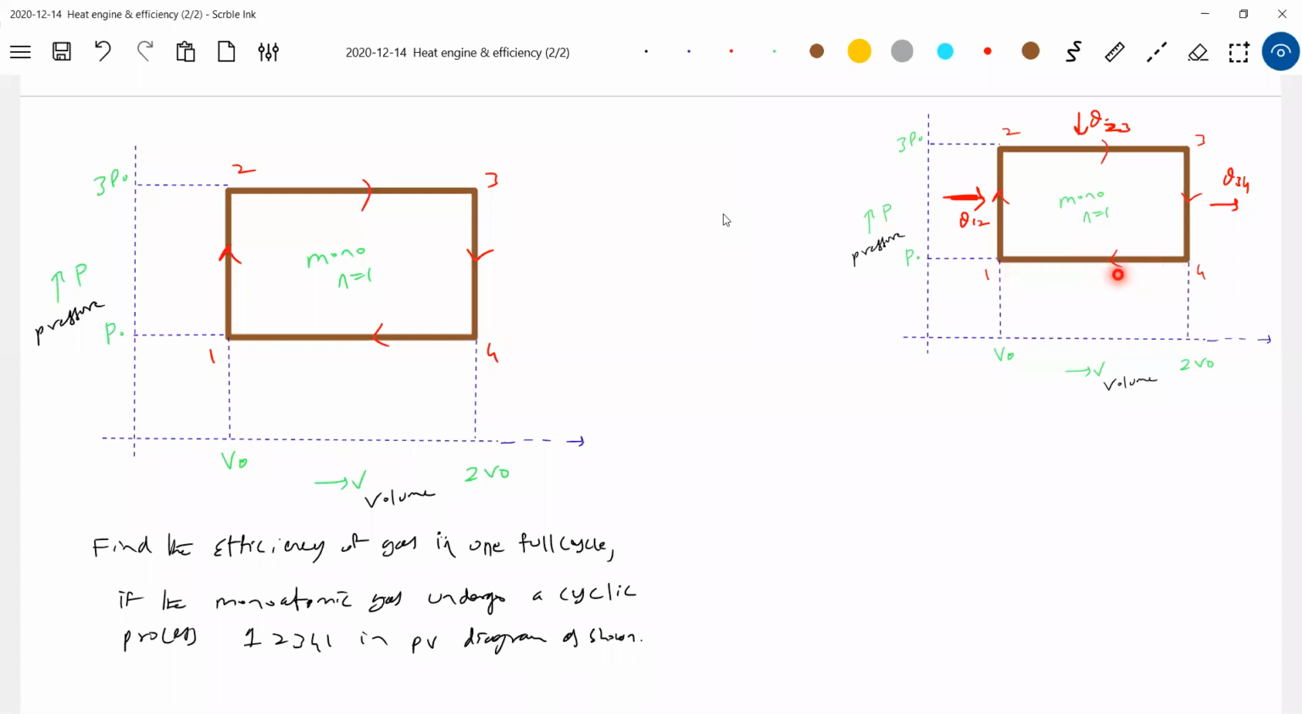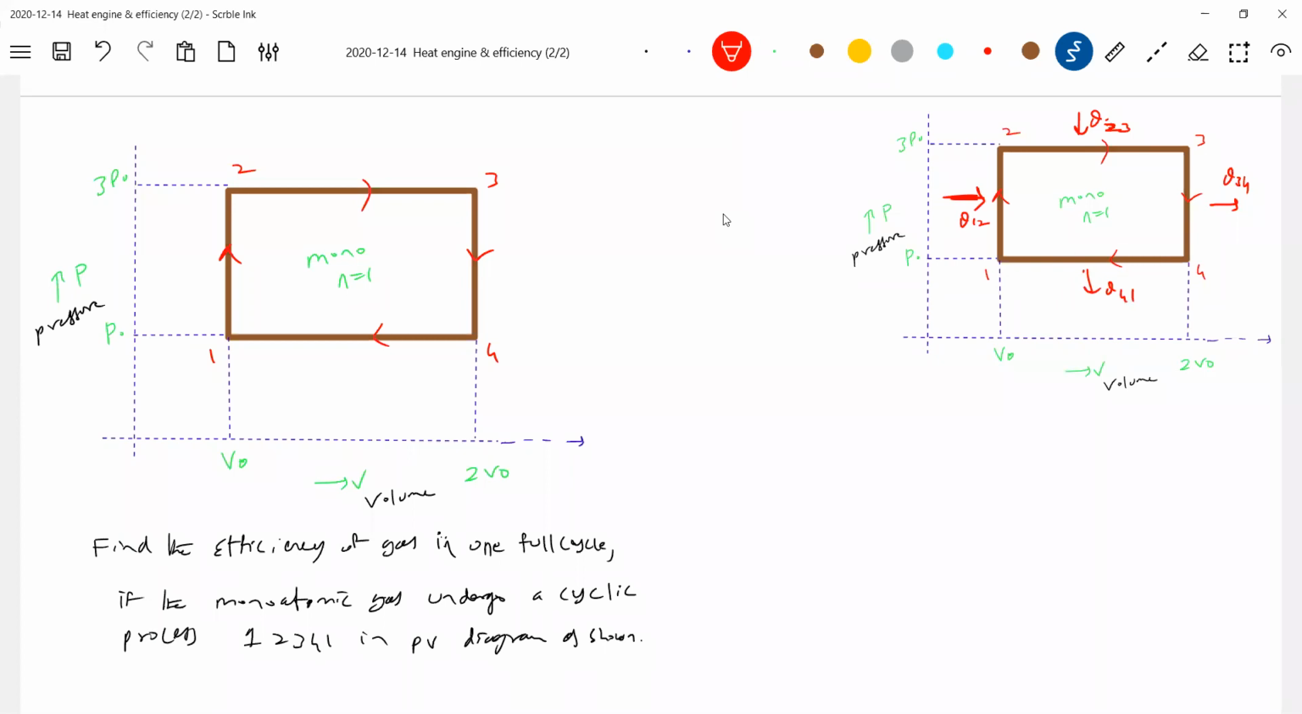What about 4, 1? Sir, 1, 2 should be isobaric cooling, no? Because pressure increases, so volume decreases. Sorry, sir, okay, this one. Now 4, 1: pressure constant, volume decreases. Volume decreases, temperature decreases. So it is isobaric cooling, and heat will be rejected.